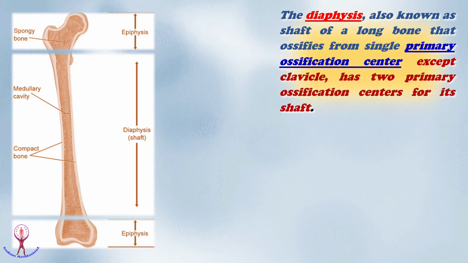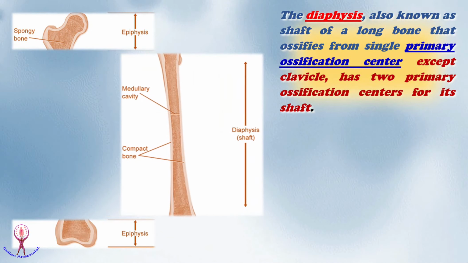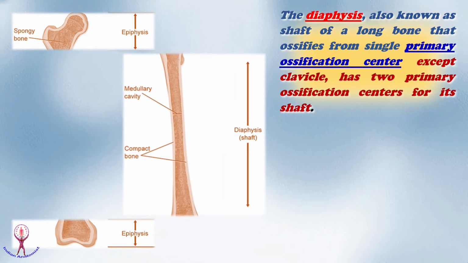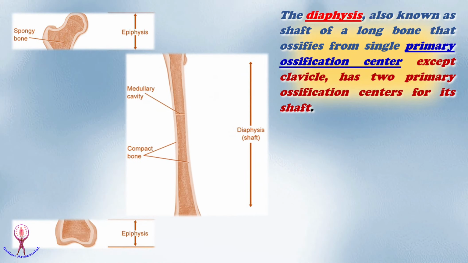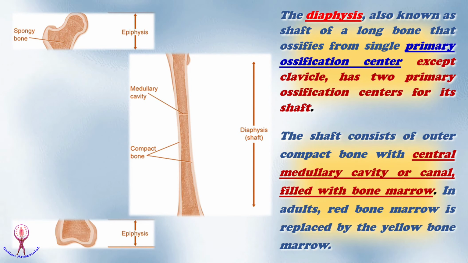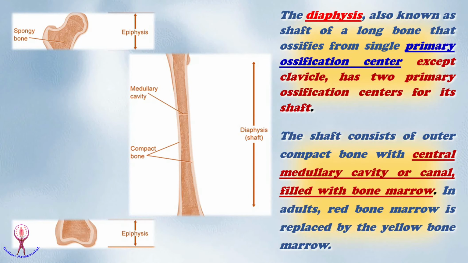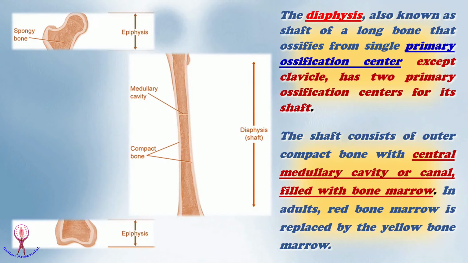The diaphysis, also known as shaft of a long bone. It ossifies from a single primary ossification center, except clavicle, which has 2 primary ossification centers for its shaft. The shaft consists of outer compact bone with central medullary cavity or canal that is filled with bone marrow. In adults, red bone marrow is replaced by the yellow bone marrow.